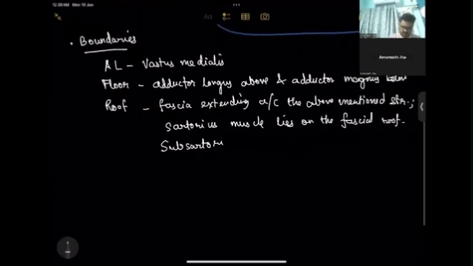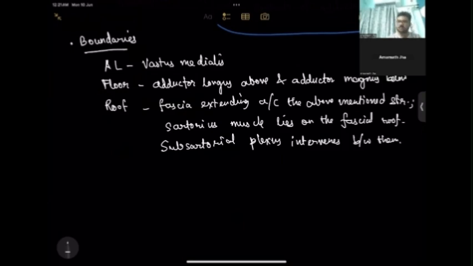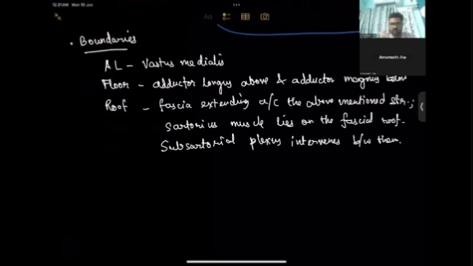Subsartorial plexus intervenes between them. Now, if you talk about the roof, first of all, we'll talk about the subsartorial plexus. But before that, we have to talk about two components of the plexus, and you have to mention their relation with the roof. Whenever you mention a roof or a floor, like in the popliteal fossa, we say the roof is pierced by these structures, the floor is pierced by these structures. So you also want to say which structures pierce the floor and roof.